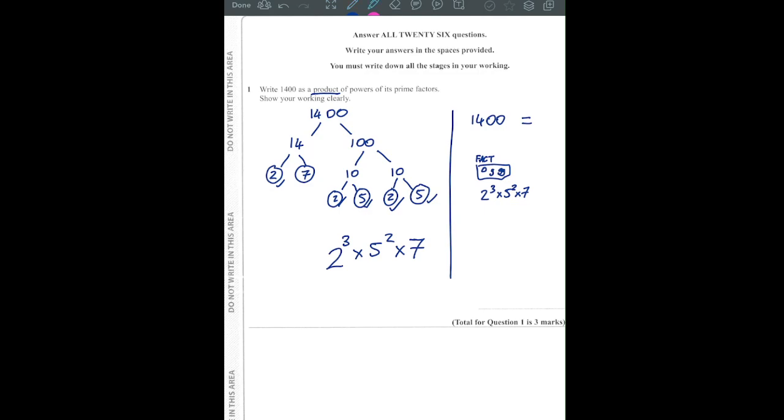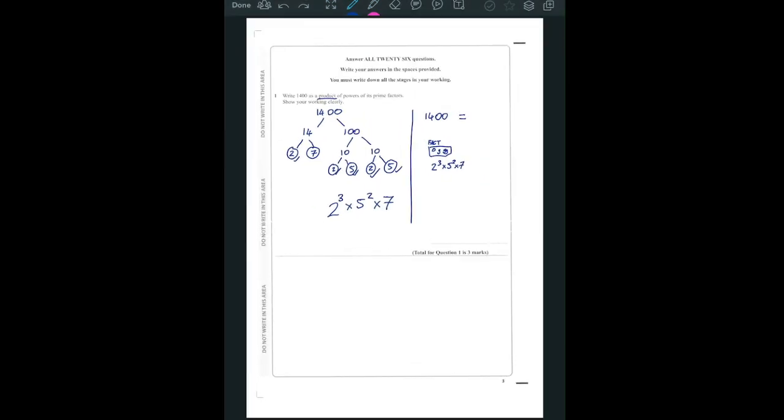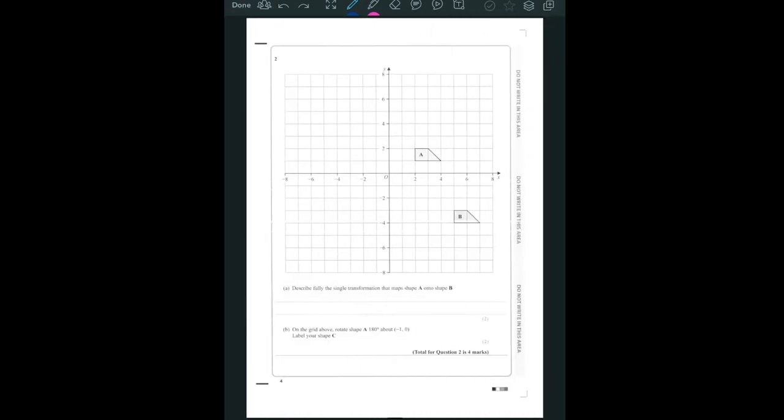Now, be warned, if all you write is this side of the line, you will get no marks. Because the question told you to show that working clearly, you have to show those steps which lead to that answer. But there is nothing stopping you from using that trick to check your answer at the end.